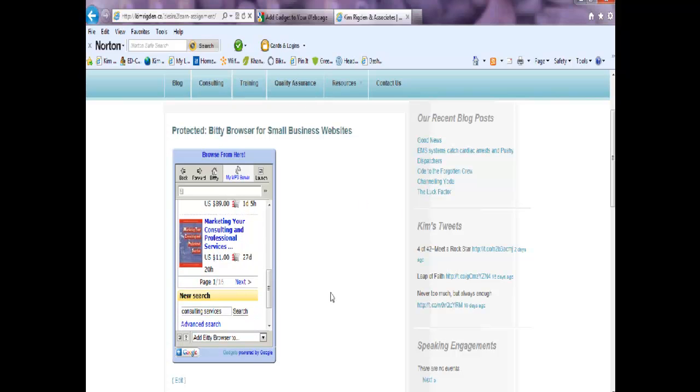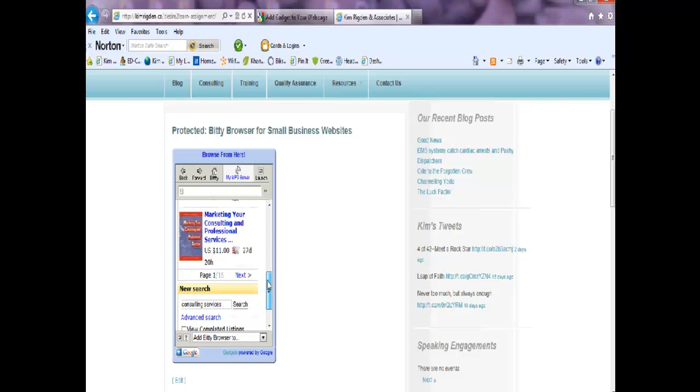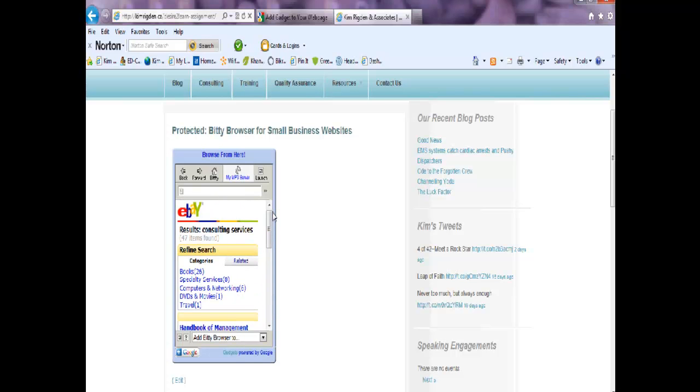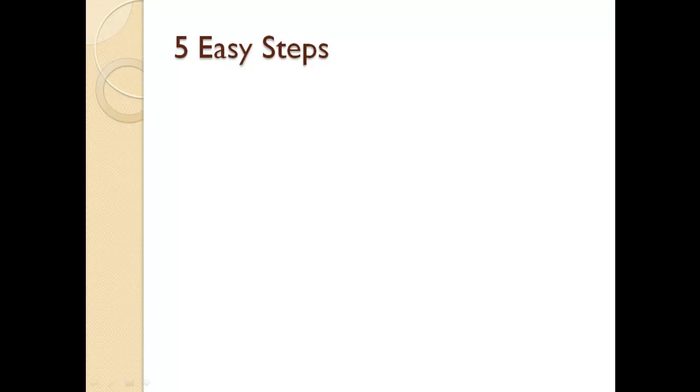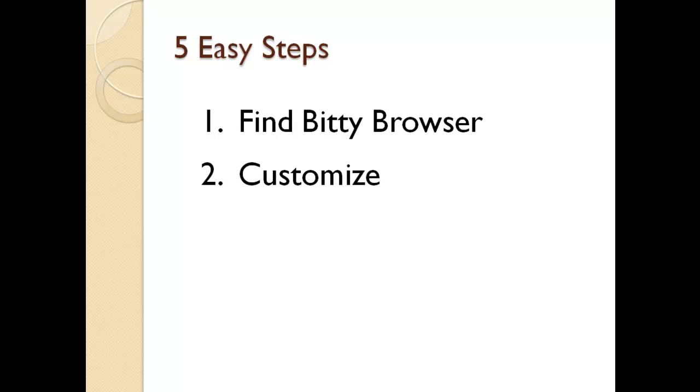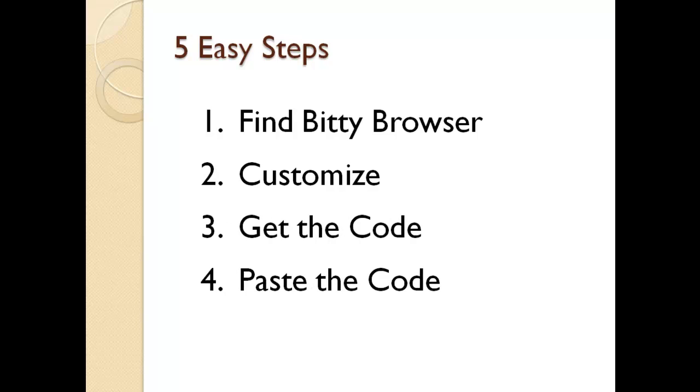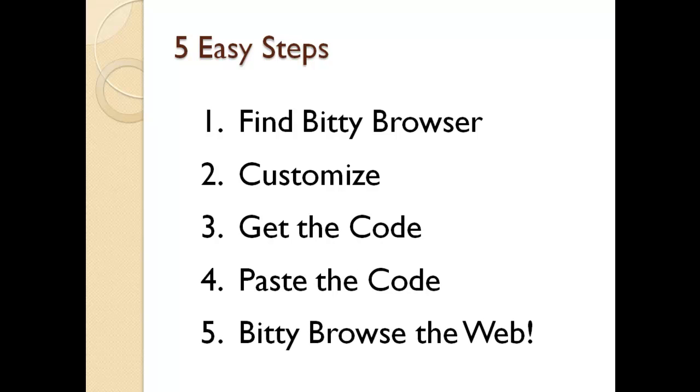My visitors can compare my products to other products without ever leaving my website, and that gives me the advantage. You can add the advantage of a Bitty browser to your web page easily and with minimal time spent. Let's recap the 5 easy steps. Step 1, find Bitty browser. Step 2, customize. Step 3, get the code. Step 4, paste the code. Step 5, Bitty browse the web.